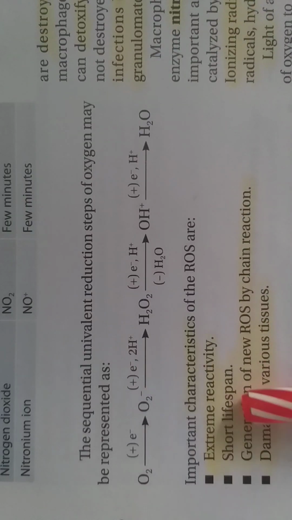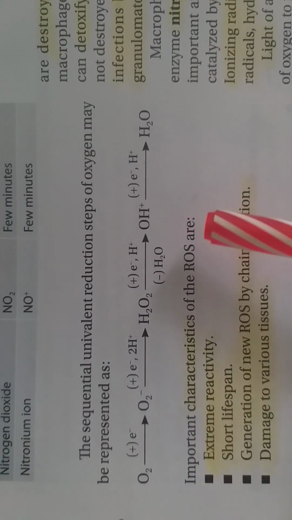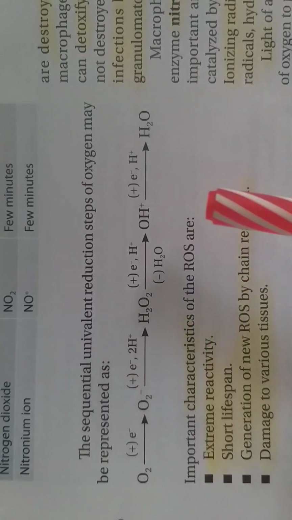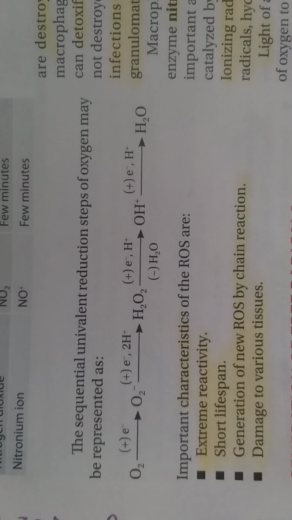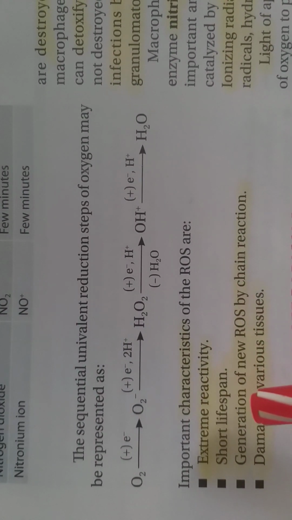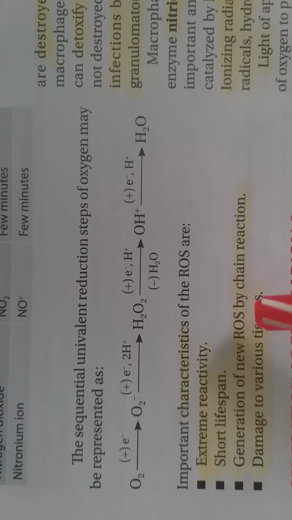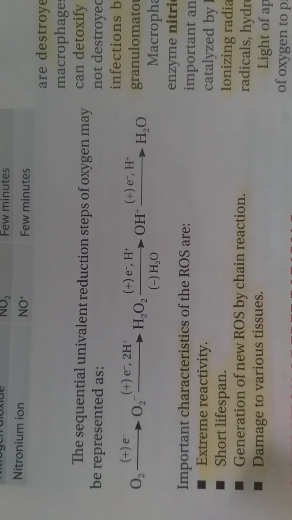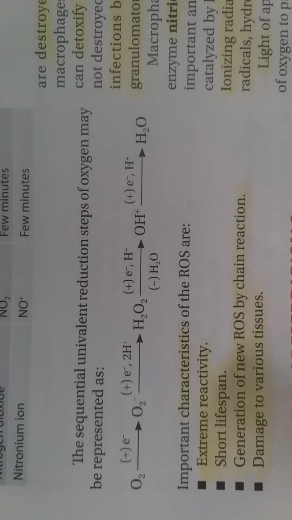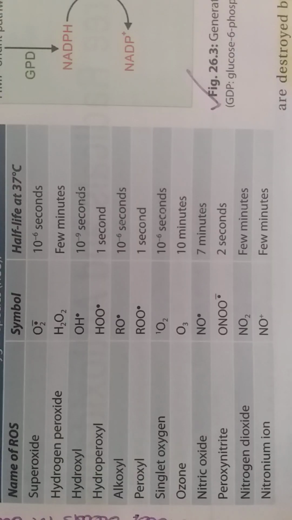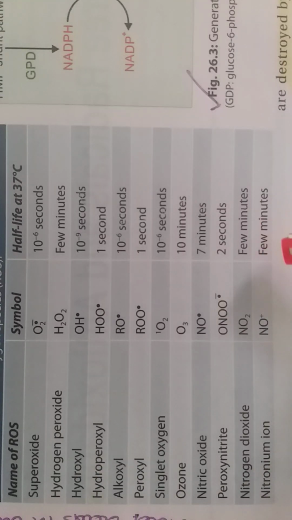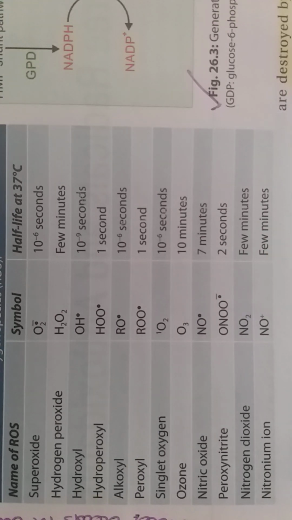Now, these are the important characteristics of the reactive oxygen species or free radicals: their extreme reactivity, short lifespan, the generation of new reactive oxygen species by chain reaction, and damage to various tissues. Here you can see the half-life of the reactive oxygen species, or ROS.